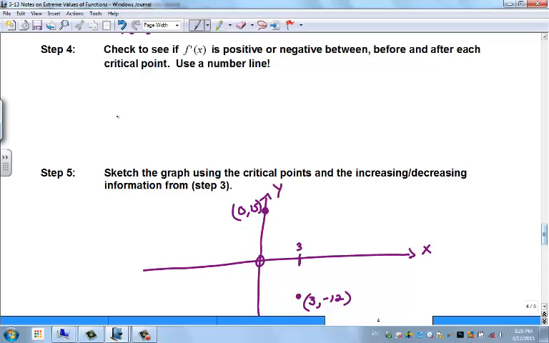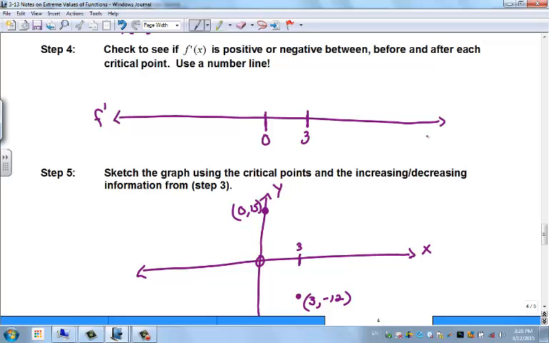So up here, I'm going to do an f prime number line. And the only 2 points I need on it are x equals 0 and x equals 3. And notice I put them in the exact same locations on this number line that they are on this line down here, so that I can just look up and see if my graph is going up or down by just looking at this graph up above. So we're plugging now all the values between before and after 0 and 3 into f prime.